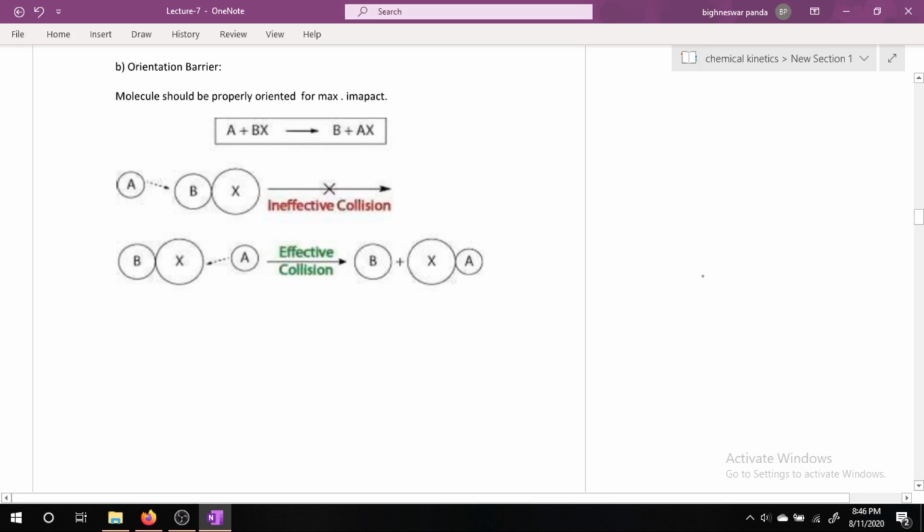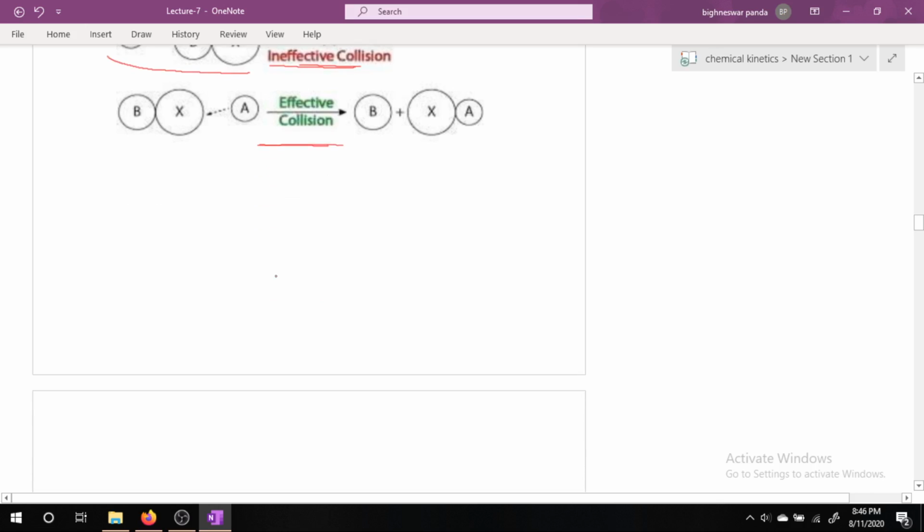In orientation barrier, molecules should be properly oriented for maximum impact to form product. So let us consider a reaction here: A plus BX gives rise to B plus AX. A is a molecule, BX is a molecule, gives rise to B plus AX. So this type of collision, A hitting B in BX, is an ineffective collision, but BX hitting A is an effective collision. So in order to form product, the molecules must collide with proper orientation.